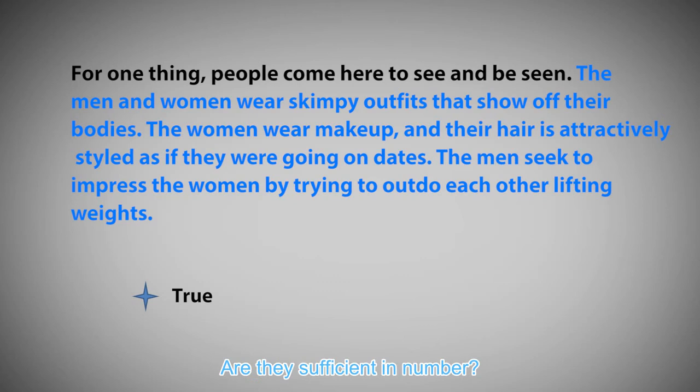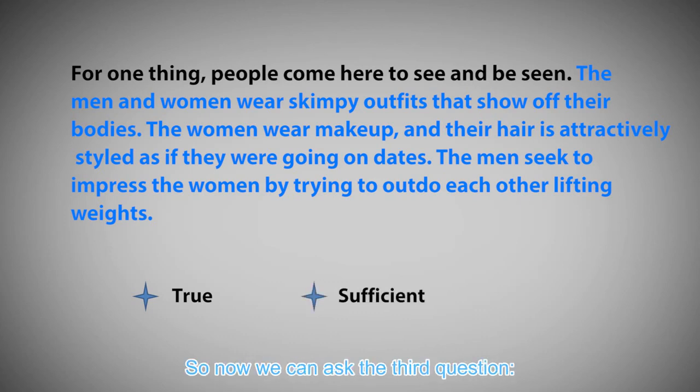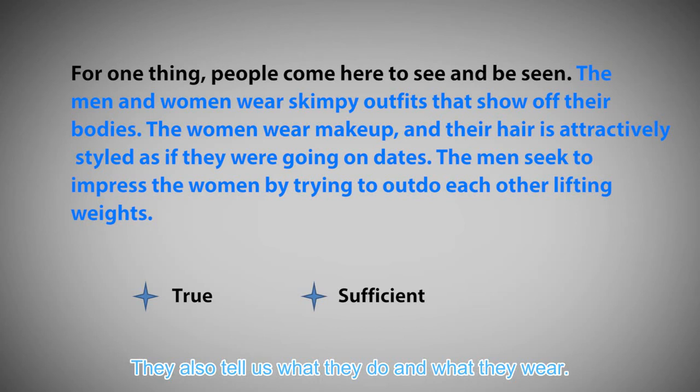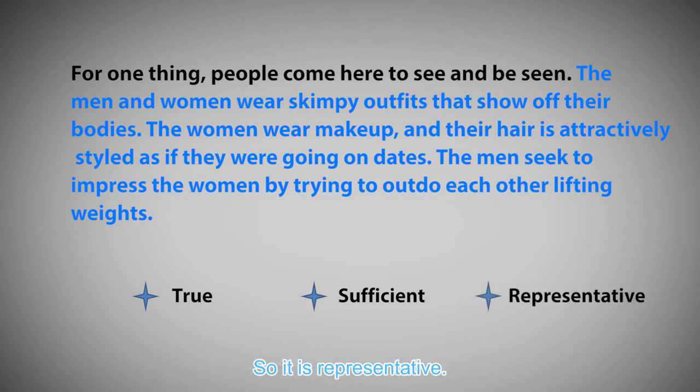Then we can ask the second question. Are they sufficient in number? Would you say no? We won't expect the author to give us a long list of examples. Here he offers us some cases of what the men and women do. I think it's enough for here. So now we can ask the third question. Are these cases representative enough? They cover both the men and the women's behavior. They also tell us what they do and what they wear. So it is representative. Then our conclusion would be it's a strong argument.